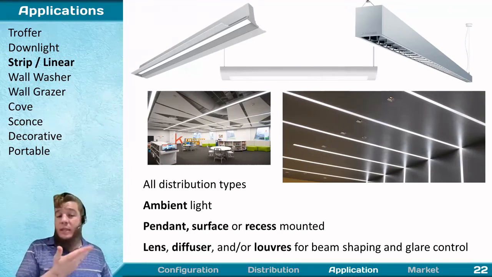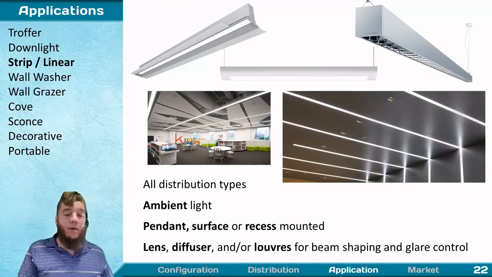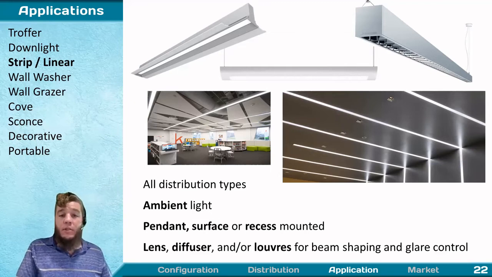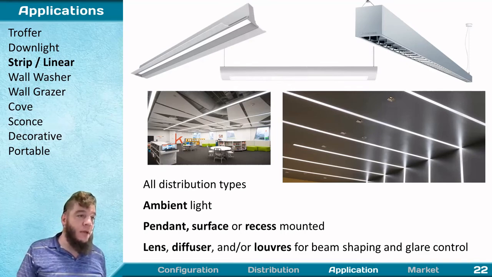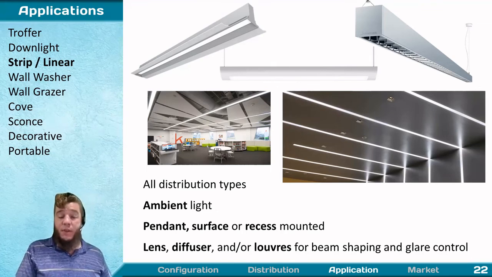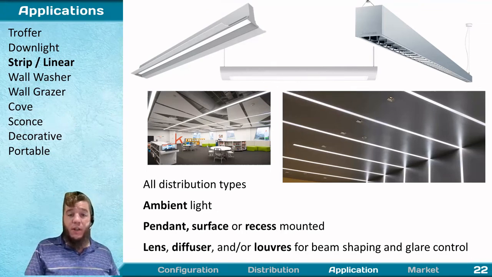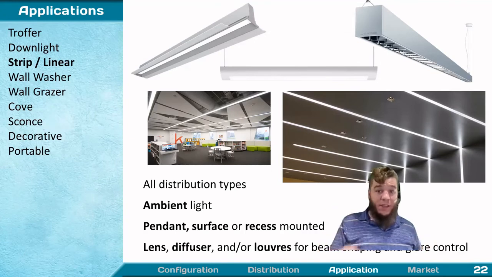And you can, again, link these together. You have a variety of options, primarily lensing, but also louvers and diffusers to manage your glare and beam shaping. And you're usually looking at a linear aperture for this, which gives you these long lines of light like you see right here.